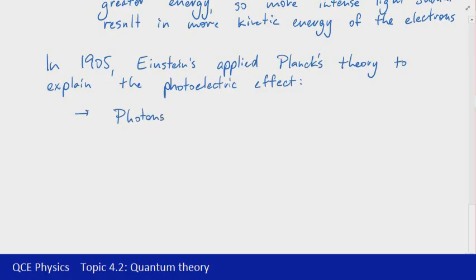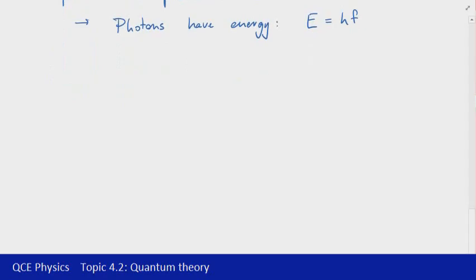Some of the things that are important to note here, first of all, is this idea that we have photons that have energy. We've already seen the equation that's relevant there, but I'll just jot it down again here. The energy of the photon is equal to hf, f being the frequency of the light, h being Planck's constant, and E being the energy of the photon.